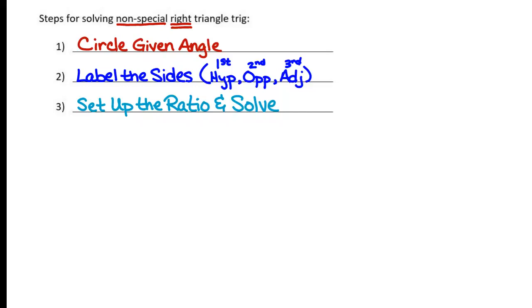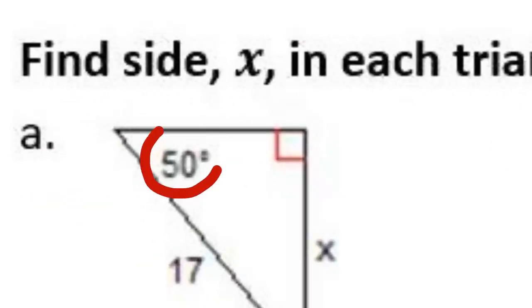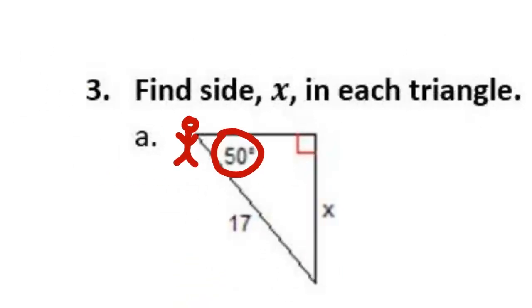All right, let's try this. So number 3, part A. We have the right angle, and then we have one other angle. What is the angle that's not the right angle in 3A? 50 degrees. So we're going to circle that 50-degree angle here. We are standing up at this angle. After we circle the angle, we're going to label our sides.